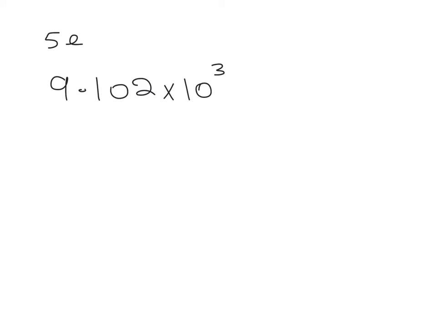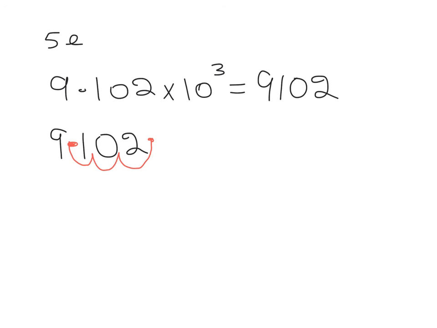Question 5e, we've got 9.102 times 10 to the power of 3. So my decimal point needs to move 3 places. So there's my decimal point. We need to move 3 places. So we're 1, 2, 3. No need to add any zeros this time. So back in normal form, 9,102.